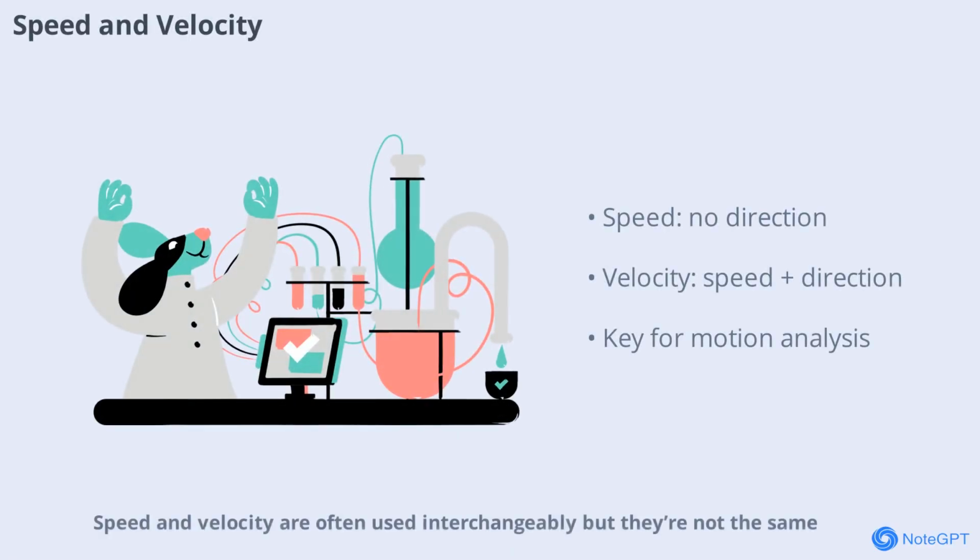Speed and velocity are often used interchangeably, but they're not the same. Speed is a measure of how fast an object moves regardless of direction. Velocity, on the other hand, includes both speed and direction. For example, if a car travels 60 km per hour east, that's its velocity. If it just moves at 60 km per hour, that's its speed. Understanding this difference helps us analyze motion more accurately.